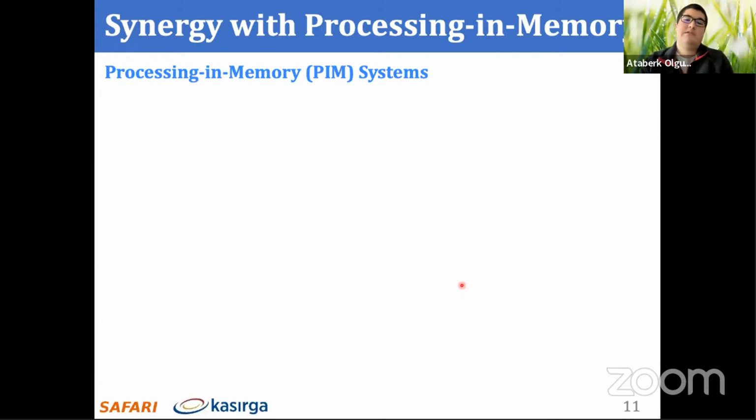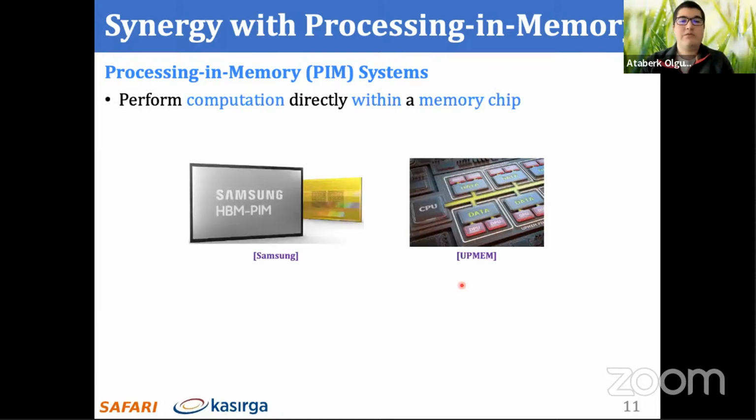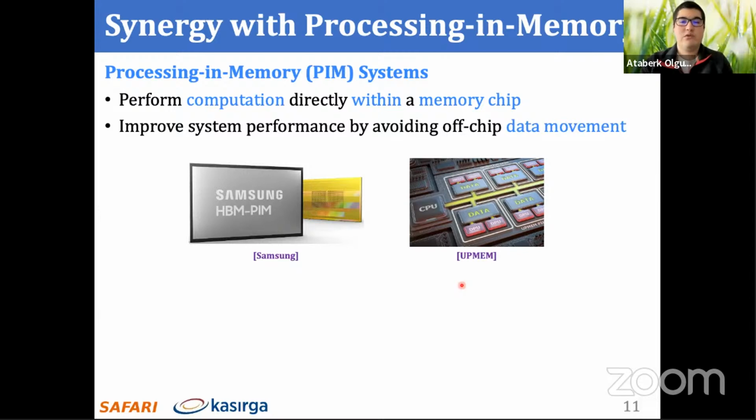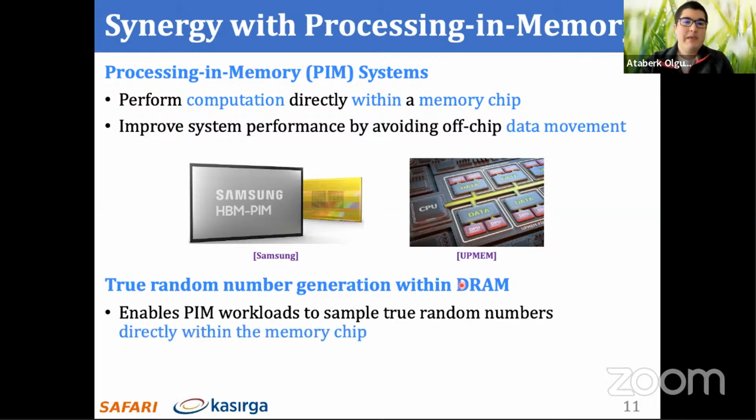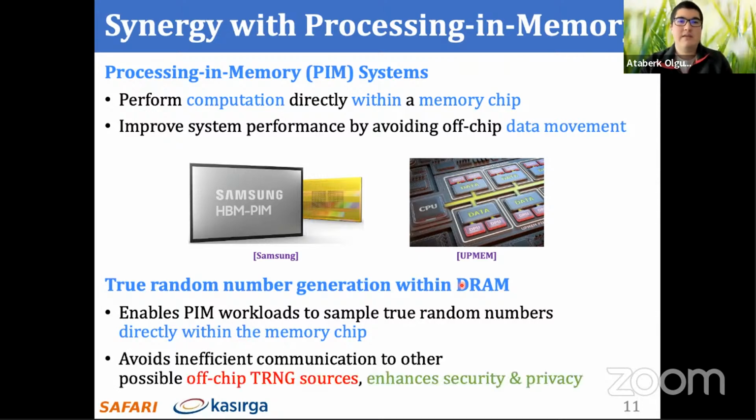Finally, DRAM-based TRNGs are synergistic with processing in memory systems. These systems typically perform computation directly within a memory chip, which improves the overall system performance by avoiding unnecessary data movement. True random number generation within DRAM enables PIM workloads to sample true random numbers directly within the memory chip, thereby avoiding communication to other possible off-chip TRNG sources, and it enhances the overall security and privacy of PIM systems.